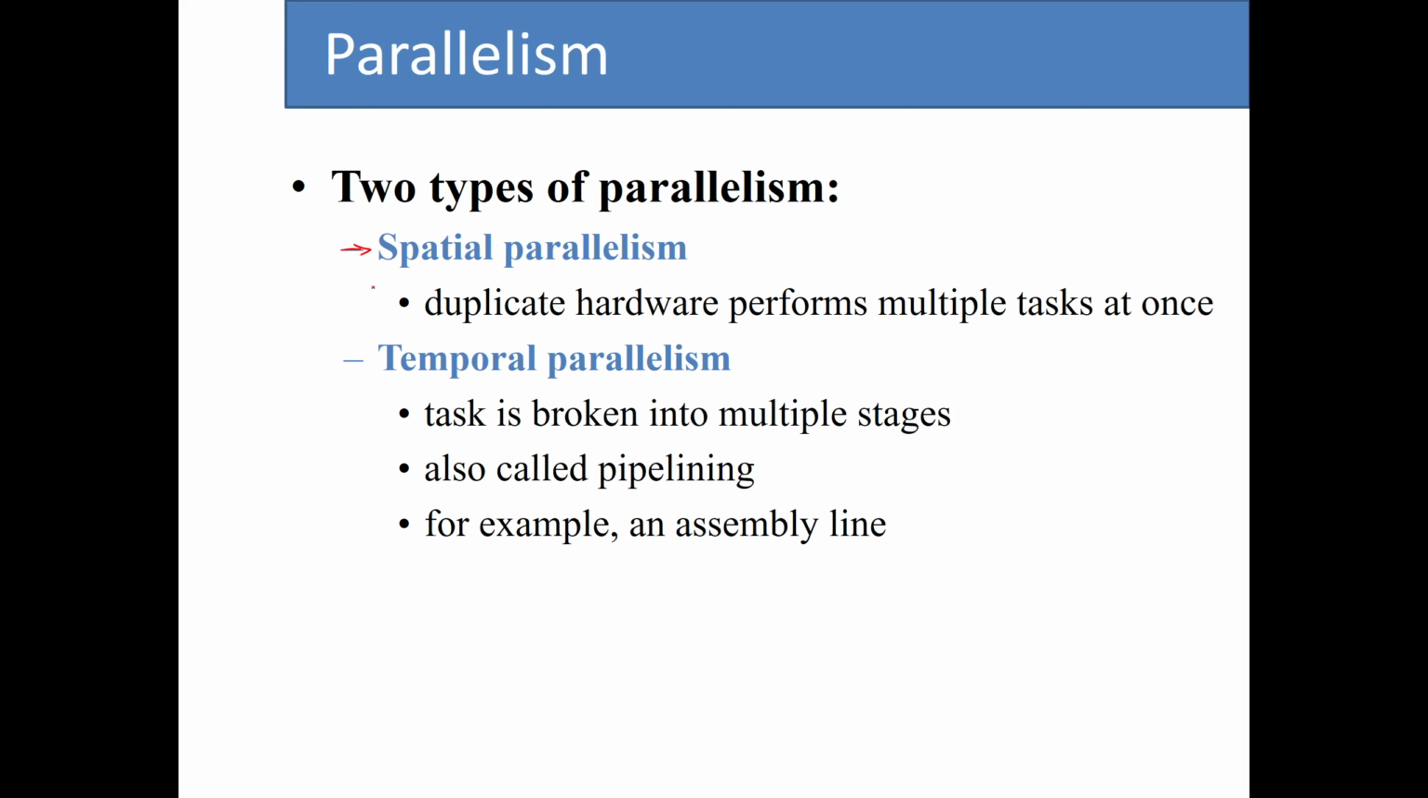We have spatial parallelism, which basically means that if we have duplicate hardware, we can perform multiple tasks at once. And then we have temporal parallelism, which basically means that we break down a task into multiple stages. It is also called pipelining. For example, an assembly line is an example of temporal parallelism.